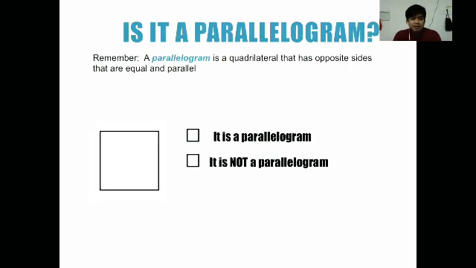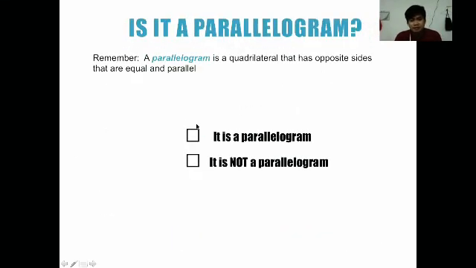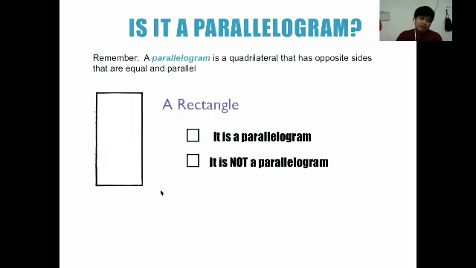Okay? So here it is. Is a square a parallelogram or not? It's a parallelogram. Next. Rectangle. Is a rectangle a parallelogram or not? It's a parallelogram because its opposite sides are equal, and they are parallel. So it means it's a parallelogram.